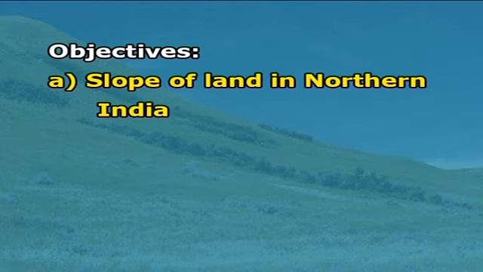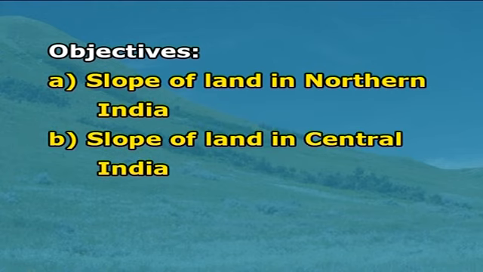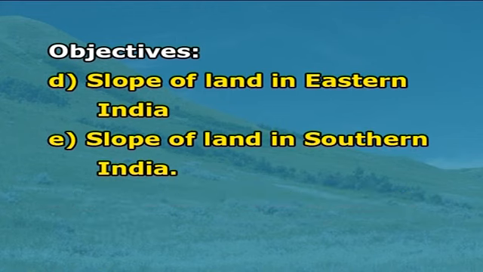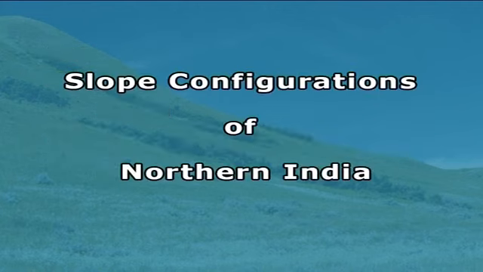Having a look at the objectives. The objectives of studying this topic are to know about the slope of land in northern India, slope of land in central India, slope of land in western India, slope of land in eastern India and finally the slope of land in southern India. Now first coming to the slope configuration of northern India.